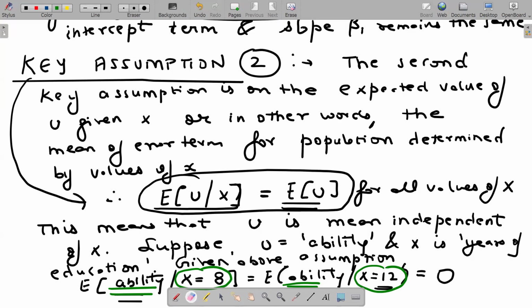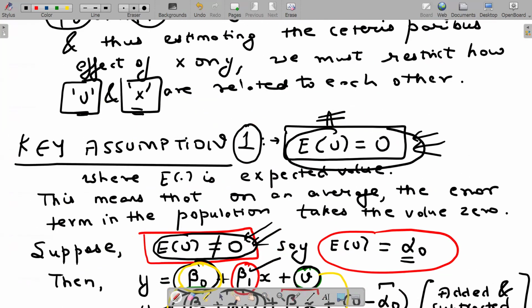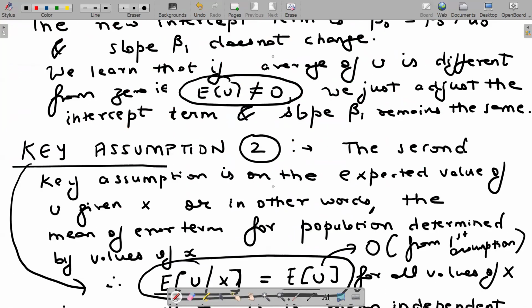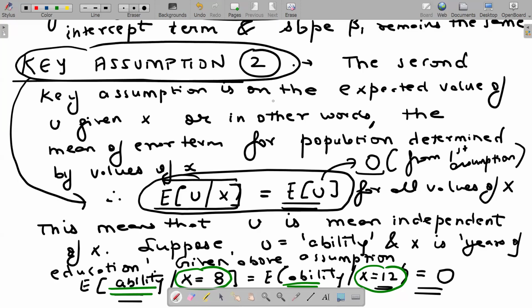Okay, and now comes the next part. It is equal to 0. This is what the next part I'm trying to explain also. We just said that expected value of u is 0, right? From the first assumption. If expected value of u is 0, it means expected value of u conditional on x is also 0. Because the second key assumption is that expected value of u conditional on x is equal to expected value of u.